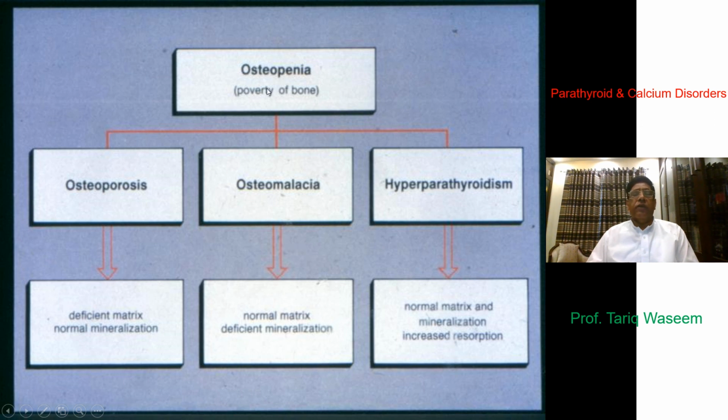So whenever someone has osteopenia or poverty of the bone, that's what we call it, you may have 3 possibilities. Either this patient has osteomalacia, as in these are patients where there is a normal matrix but deficient mineralization. Or this patient has osteoporosis, where it is deficient in matrix but calcium is okay and mineralization is okay. And then hyperparathyroidism, where you have a normal matrix and mineralization but there is an increased loss of calcium from the bone.